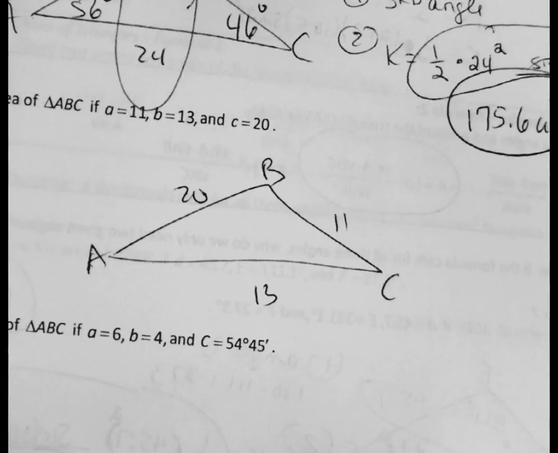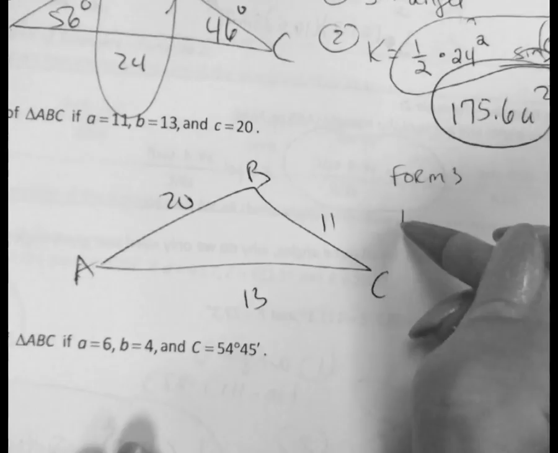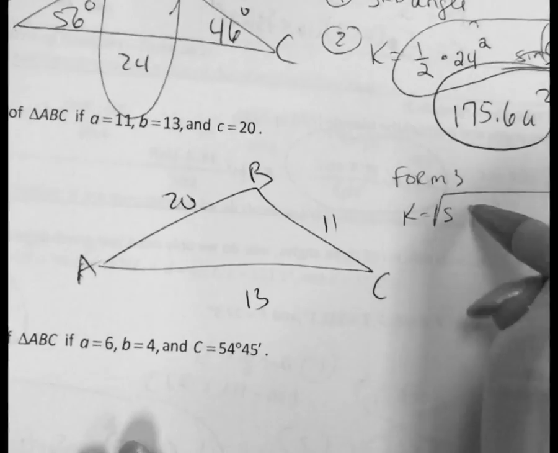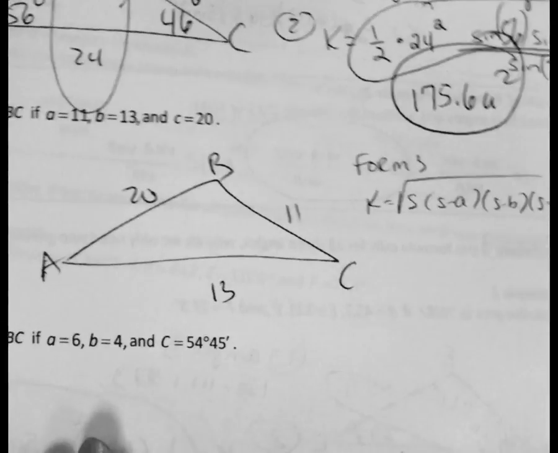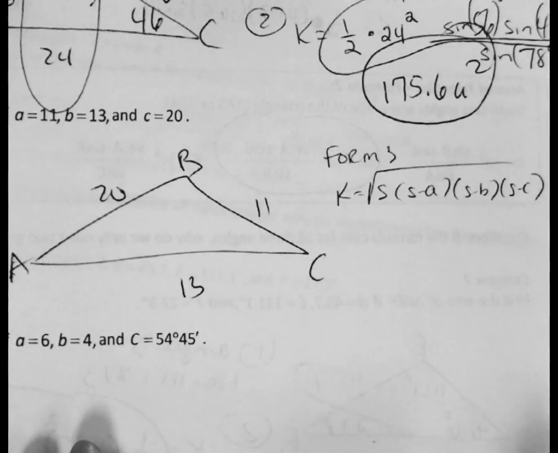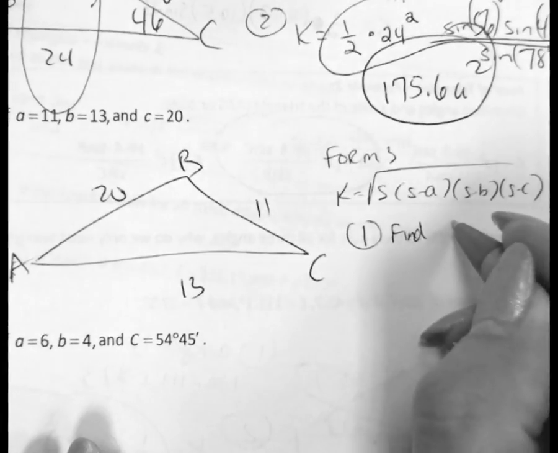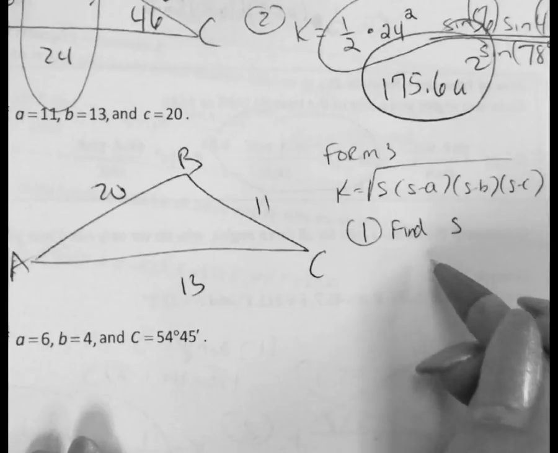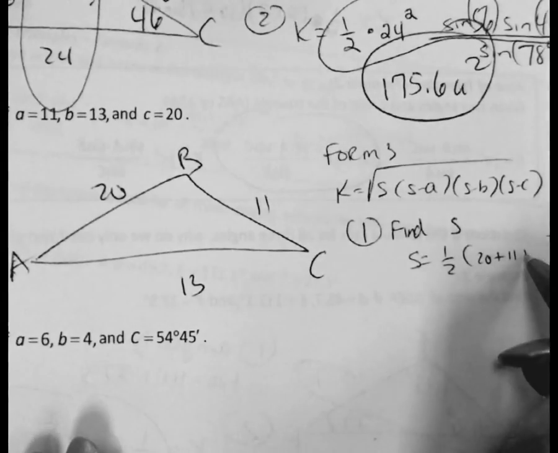Which one of these formulas requires SSS? Formula 3. Formula 3 looks like this. So what do we need to do to use formula 3? What do we have to find first? S. Find your semi-perimeter. So S equals 1/2 all of your sides added together.